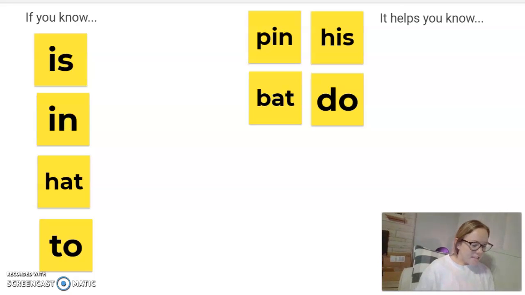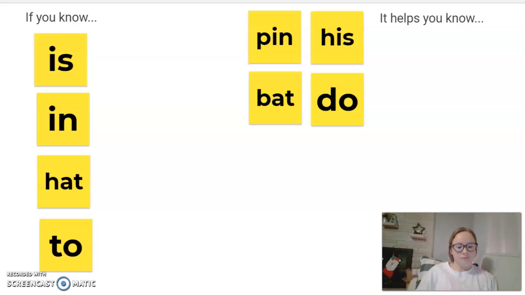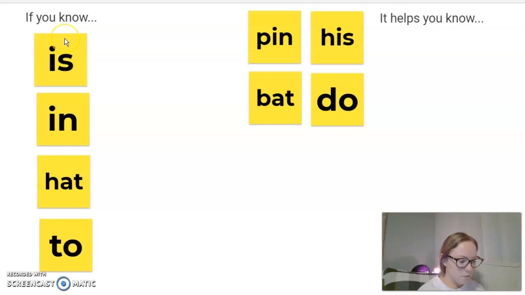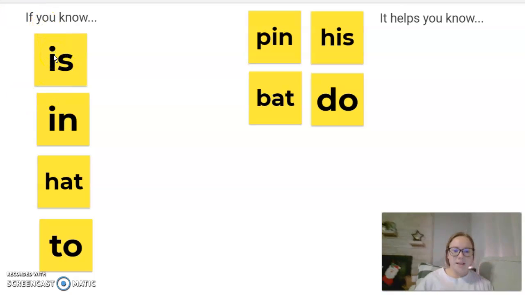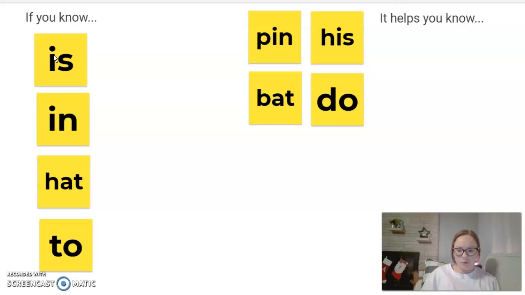Hi friends, today we are going to think about how it helps us to find word parts in a word that we know. This says, if you know. That means when you are looking at a word, you think about what you know. You know this word, is. We know the word is. And if we know the word is, that can help us to read other words.